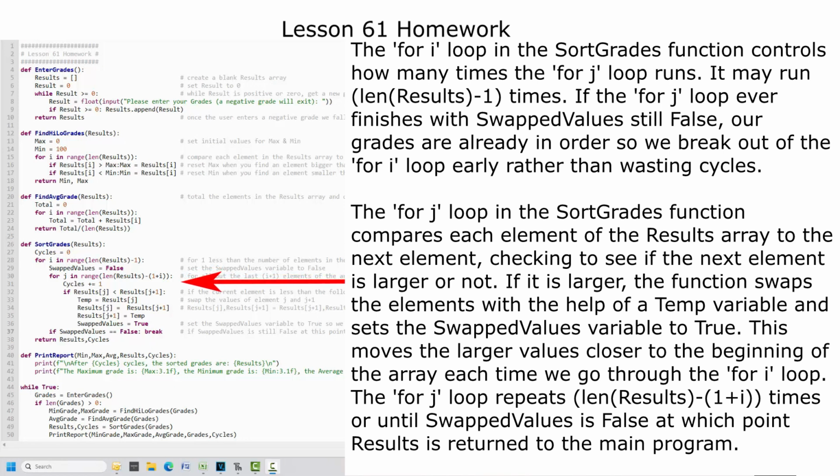The for-j loop in the sortGrades function compares each element of the results array to the next element, checking to see if the next element is larger or not. If it is larger, the function swaps the elements with the help of a temp variable and sets the swapped values variable to true. This moves the larger values closer to the beginning of the array each time we go through the for-i loop. The for-j loop repeats len(results) minus 1 minus i times, or until swapped values is false, at which point results is returned to the main program.